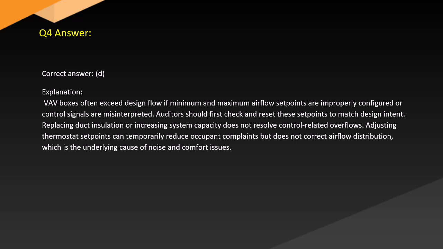Answer. Correct answer: D. Explanation. VAV boxes often exceed design flow if minimum and maximum airflow set points are improperly configured or control signals are misinterpreted. Auditors should first check and reset these set points to match design intent.